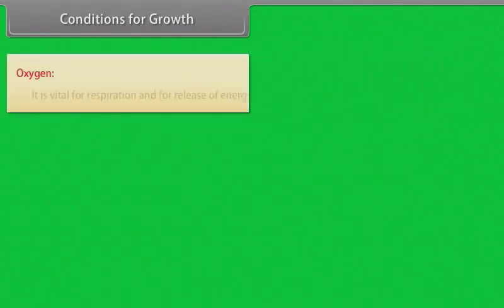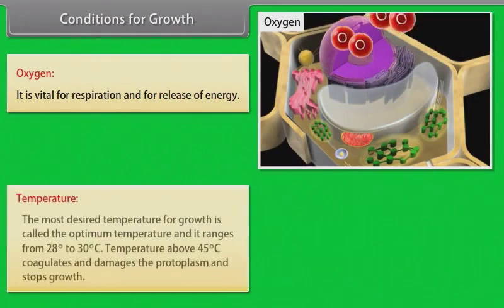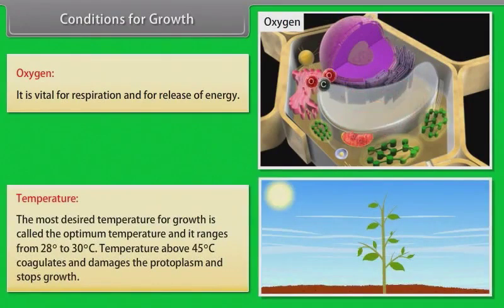It also provides a medium for enzymatic reactions. Oxygen. It is vital for respiration and for release of energy. Temperature. The most desired temperature for growth is called the optimum temperature, and it ranges from 28 degrees to 30 degrees Celsius. Temperature above 45 degrees Celsius coagulates and damages the protoplasm and stops growth.